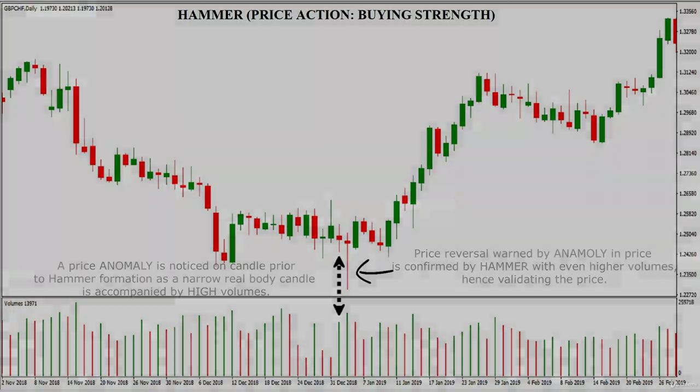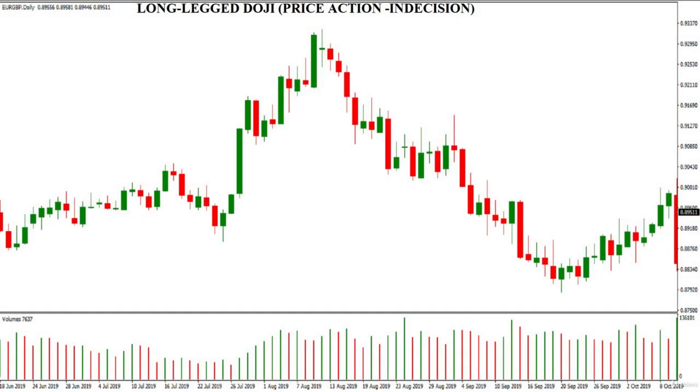The final price action that we are studying in this lecture is doji, but not just any doji, it is the long-legged doji. A long-legged doji signifies indecision as market reaches a point when bullish and bearish sentiment is equally balanced.